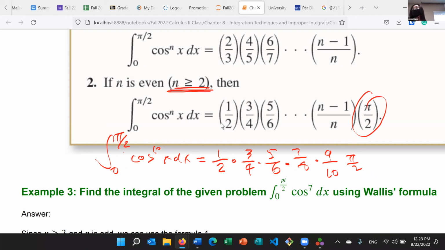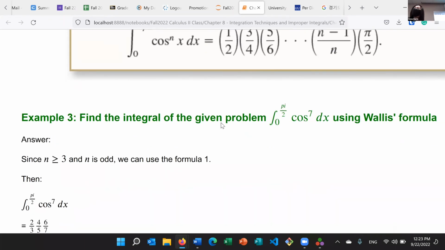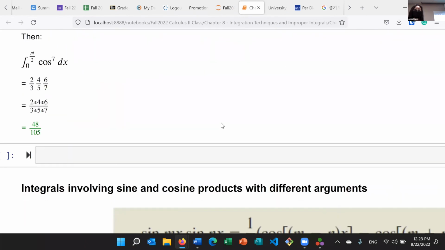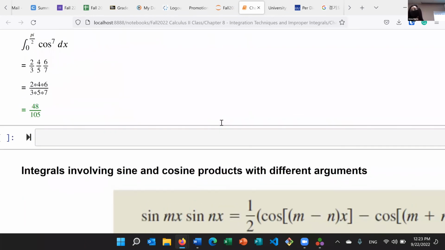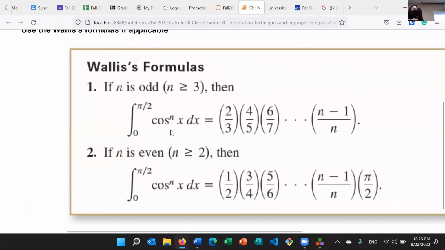Is it easy? Yes. Wallis did a lot of work for us, definitely. It's a pattern he figured out. It's just sine and cosine. You can do both of them. So you can use this one for sine and cosine, but make sure your boundary is only 0 to pi over 2.